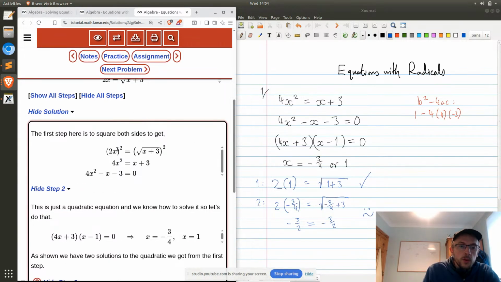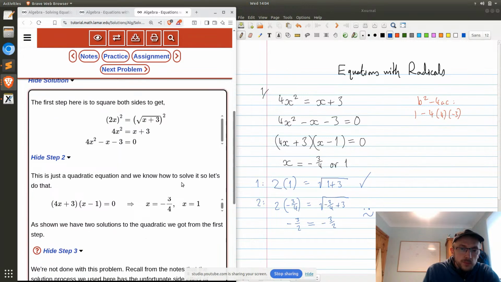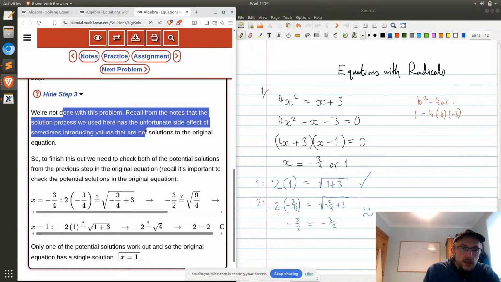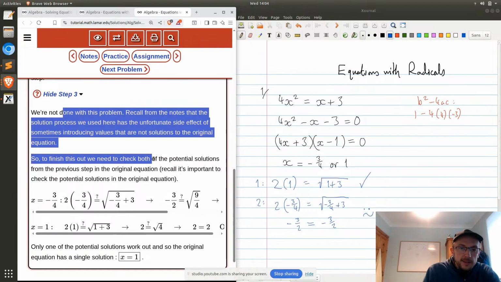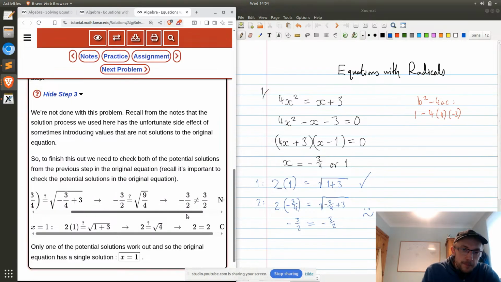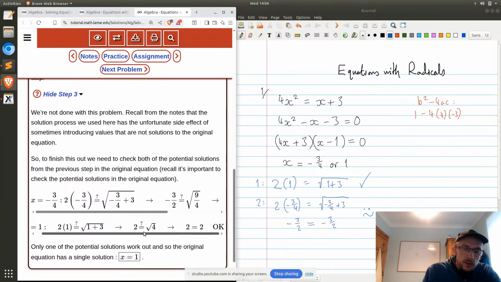Okay, we agree. Solve it like a quadratic. Okay. Has the unfortunate side effect of sometimes introducing values that are not solutions to the original equation. So to finish this, we need to look at that word, check. Check them. Okay. So in his world, the square root sign is a function and it forces a positive square root. Okay, so that confusion has been resolved.